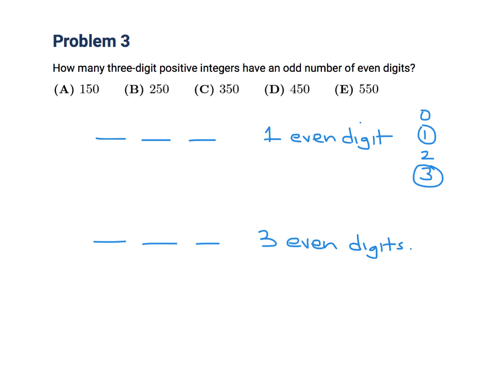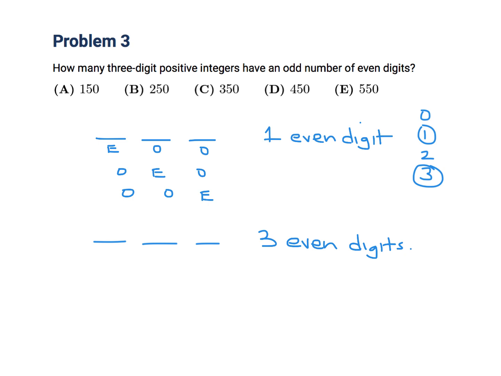Okay, so let's talk about the 1 even digit. There's a few choices here. We can put the even digit here, the even digit here, or the even digit here, and the other ones would be odd like that. So let's count how many we would have for each.